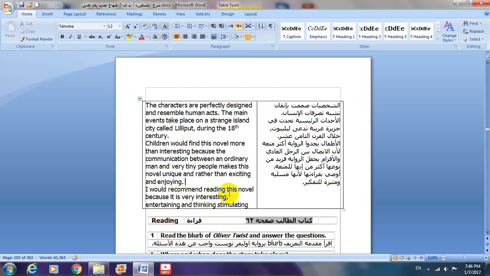I would recommend reading this novel because it is very interesting, entertaining, and thought-stimulating.